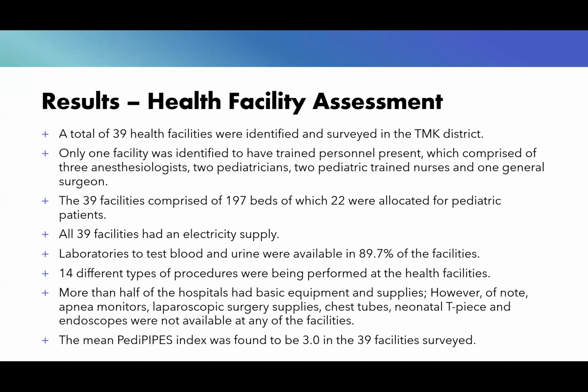So the 39 facilities comprised 197 beds, of which 22 were allocated for pediatric patients, and all facilities had an electric supply. Laboratories to test blood and urine were available in 90% of the facilities. 14 different types of procedures were being performed, the majority being minor procedures, and more than half of the hospitals had basic equipment and supplies. However, of note, apnea monitors, laparoscopic surgery supplies, chest tubes, neonatal TPs, and endoscopes were not available at any of the facilities. And the mean PediPipe index was found to be 3 in the 39 facilities surveyed.